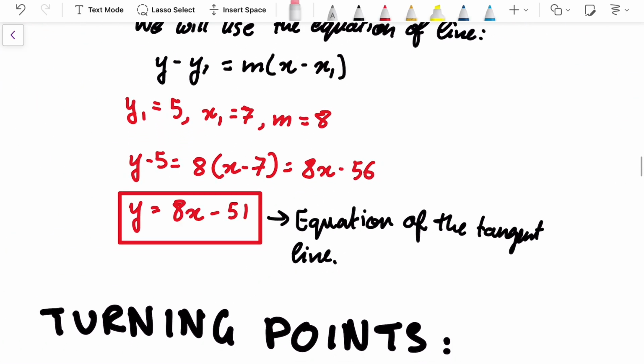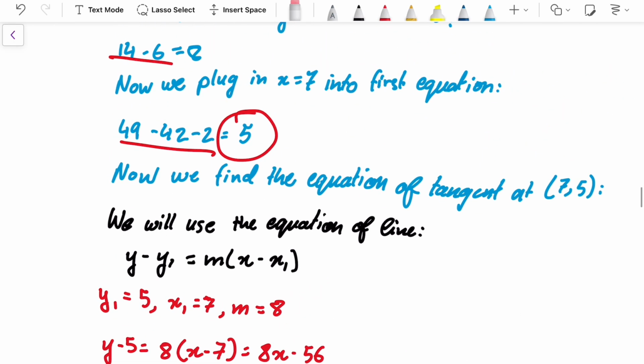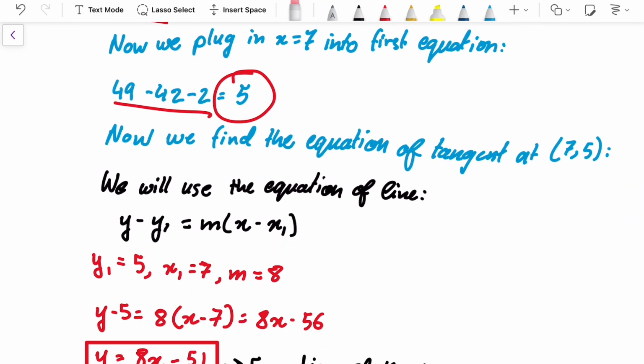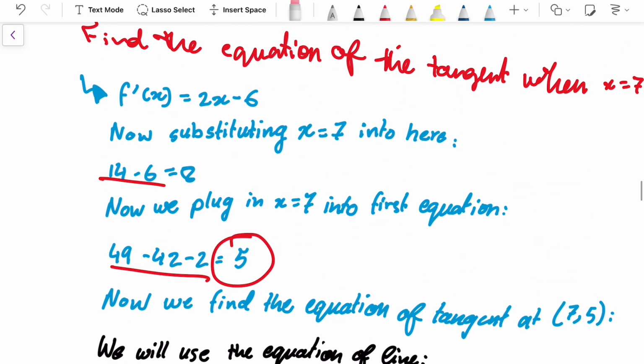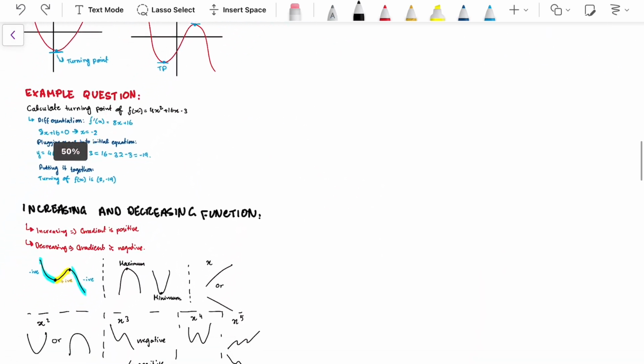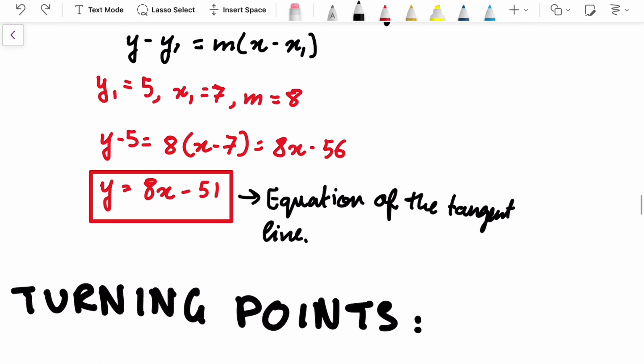Okay, I'll just rub this out real quick to clear up some space so that it's not too messy. So now we're just going to plug in the values. We know that y1 is equal to 5 from here. We know that x1 is equal to 7. And we know that m is equal to 8 from when we found our gradient. So, where were we? Here. Cool. So basically this is going to become the equation. We simplify, and this is the equation of the tangent line.